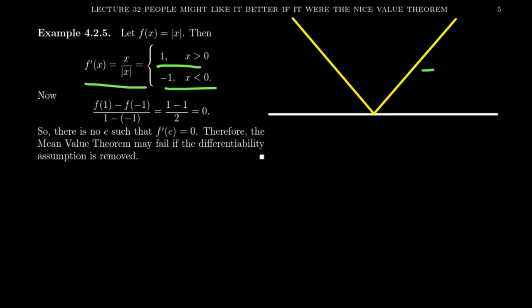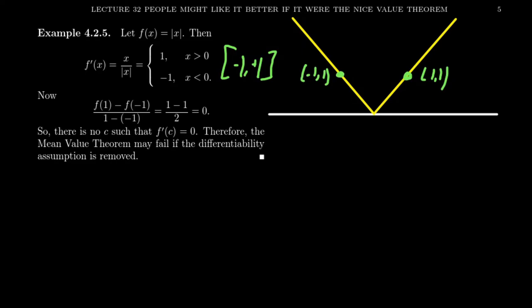So let's consider the interval negative 1 to positive 1 right here. If you take that interval, let's think about our function. You have the point 1, 1 on our function. Over here, you have the point negative 1, 1, because if you take the absolute value of negative 1, you're going to get a positive 1. So f of 1 minus f of negative 1 is going to be 1 minus 1, which is 0. In the denominator, you're going to get 1 minus negative 1, which is actually 1 plus 1, which is 2. 0 over 2 is equal to 0. So this right here is our average rate of change, delta y over delta x on the interval negative 1 to 1. So the average rate of change is equal to 0.